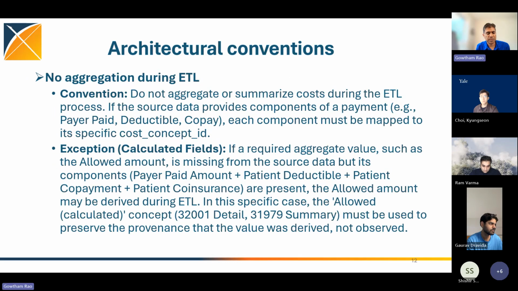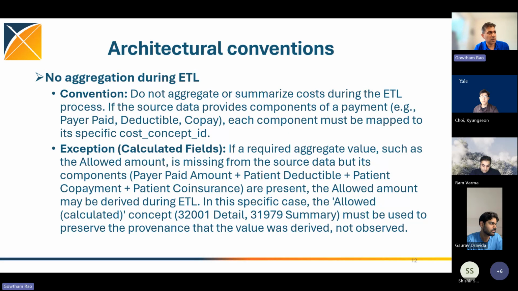Here is another architectural principle that we will introduce. Because when we sum up costs across cost concepts and cost type concepts, it can create double counting erroneously, because most analysts would not have a clear understanding of how the ETL was done. We are not doing aggregation during ETL, and that's again back to the provenance principle. Do not aggregate or summarize cost during ETL.